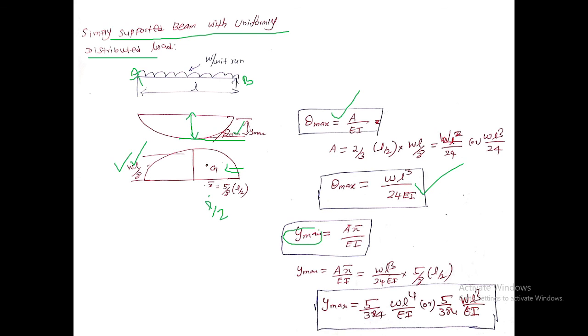In this, Y max equal to A x bar divided by EI. So A by EI equal to slope. Slope is WL cubed by 24 EI into centroid point x bar, which is 5 by 8 into L by 2. Suppose in case you are moving from the left side, then x bar equal to 3 by 8 into L by 2. Okay, 5 by 8 into L by 2. So Y max equal to 5 by 384 WL power 4 by EI, or 5 by 384 WL cubed by EI.